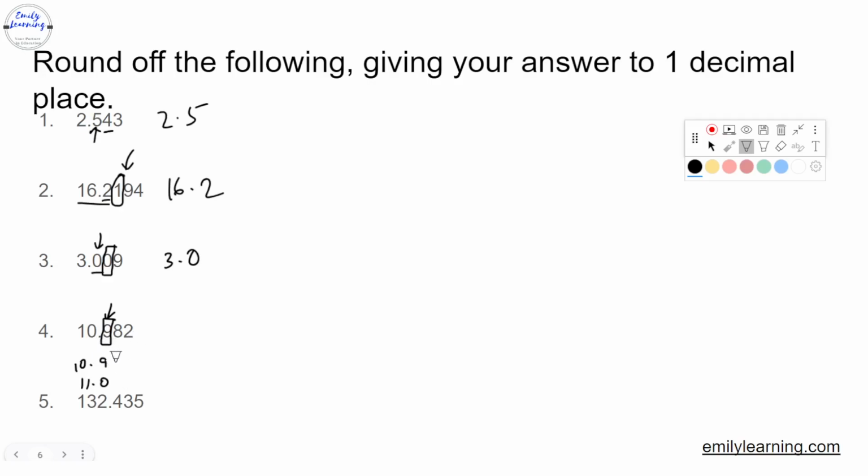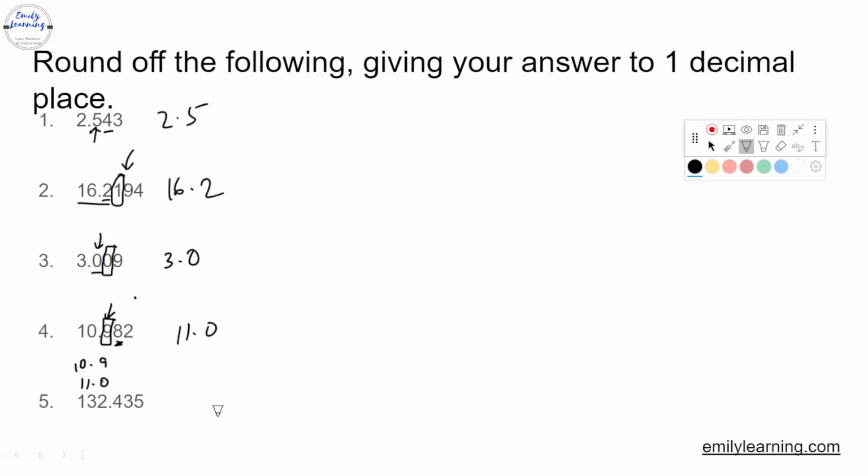And how do I determine whether it's 10.9 or 11.0? Well, I need to check the number in the second decimal place. The number in the second decimal place here is 8, which is greater than 5. So in other words, I round up. So therefore, I round it off to 11.0.